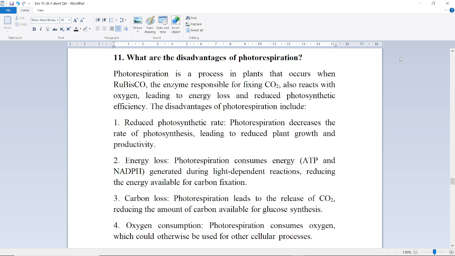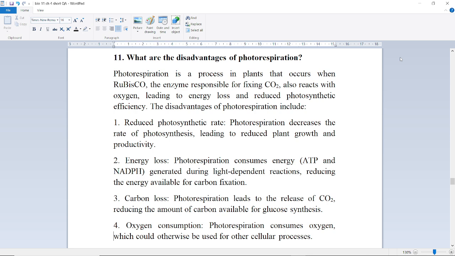Next question is, what are the disadvantages of photorespiration? Photorespiration is a process in plants that occurs when rubisco, the enzyme responsible for fixing carbon dioxide, also reacts with oxygen, leading to energy loss and reduced photosynthetic efficiency. The disadvantages of photorespiration include reduced photosynthetic rate. Photorespiration decreases the rate of photosynthesis, leading to reduced plant growth and productivity.